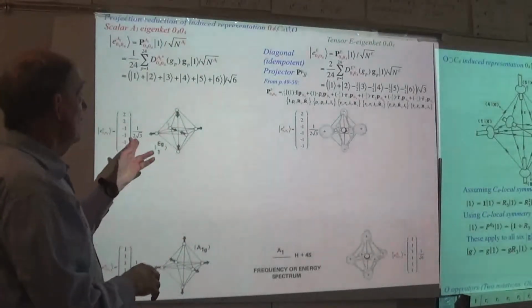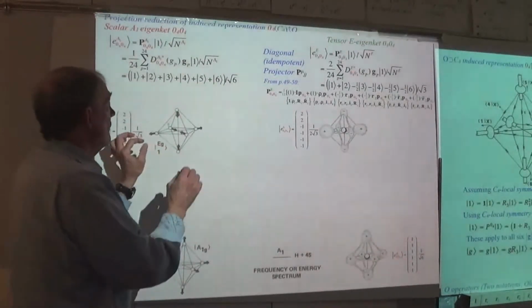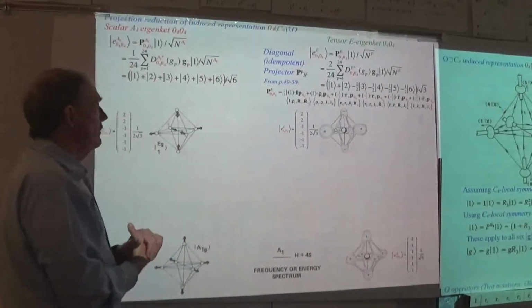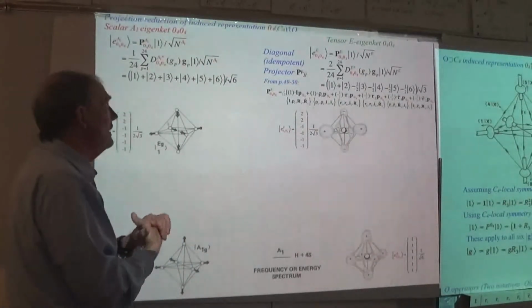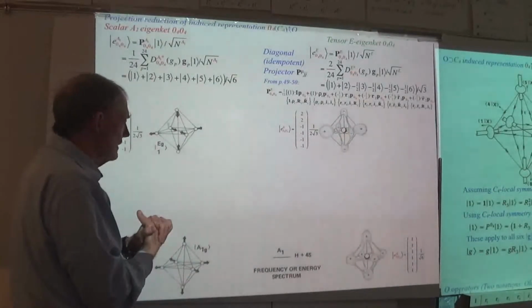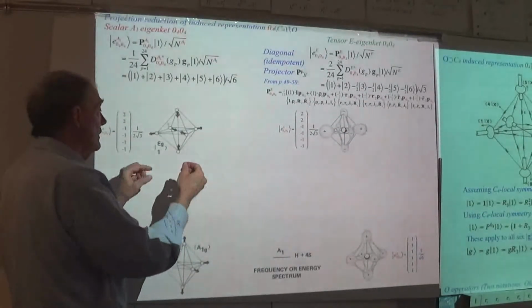Well, this is the mechanical thing. This is called dilationless strain, I think, dilationless stretch, actually.